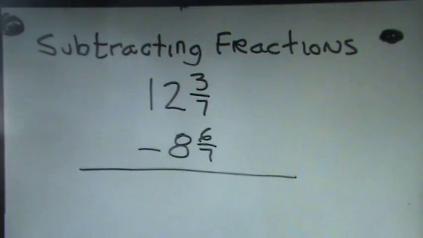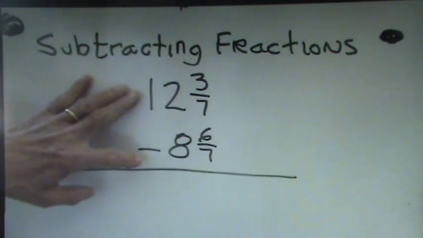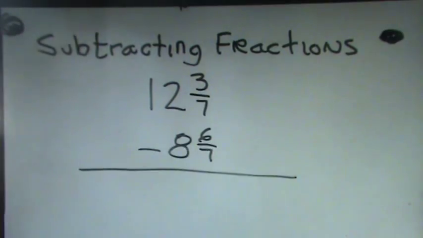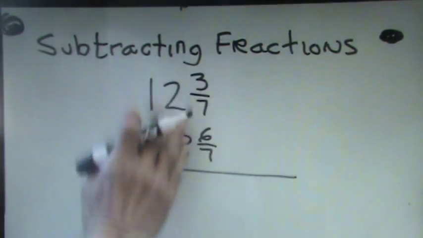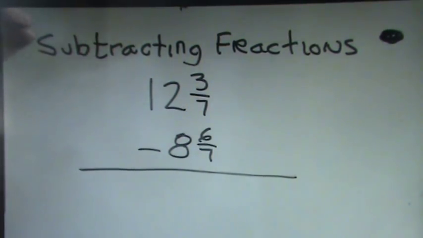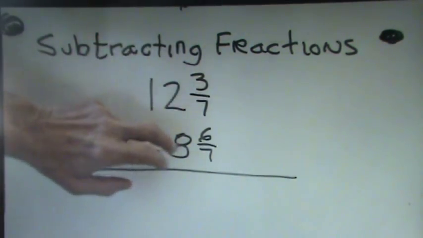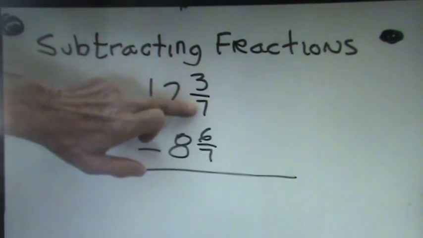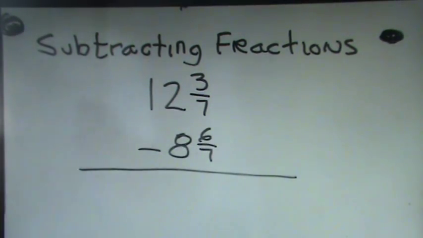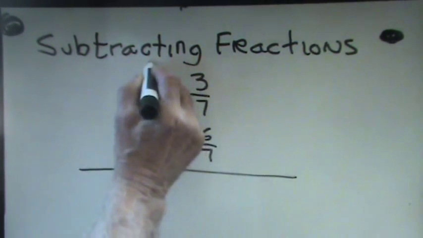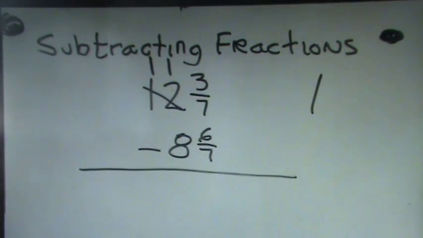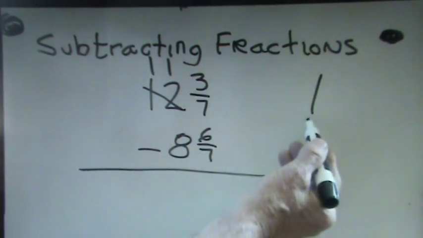Okay, now let's take a look at this problem. We have two mixed numbers here, 12 and 3/7 and 8 and 6/7. Well, we can't forget the mixed numbers here because the problem is this. I cannot take 6/7 from 3/7 because 3/7 is smaller. So I'm going to have to borrow, make this an 11. Now I'm borrowing the number 1. Well, the number 1, like it is there, doesn't help me.